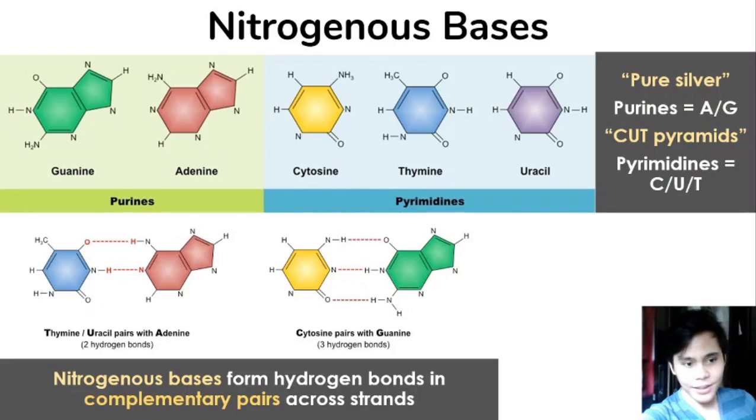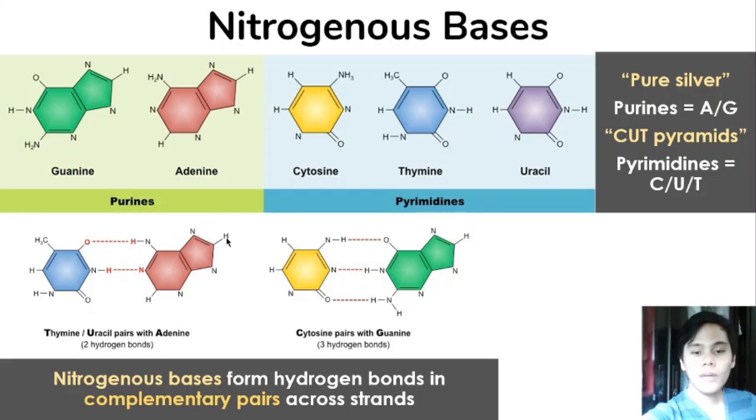And next, we have your nitrogenous bases. We have two main categories for them. We have your purines and your pyrimidines. We have a mnemonic on the top right for you to remember them. We have "pure silver," which means your purines are your A and G, or your adenine and guanine. Your "cut pyramids," your pyrimidines, are your C, U, and T: cytosine, uracil, and thymine.